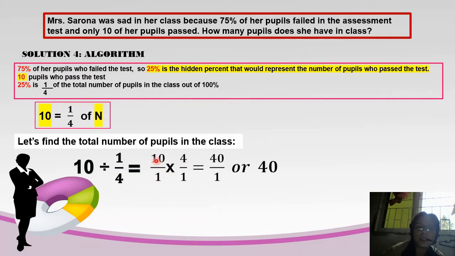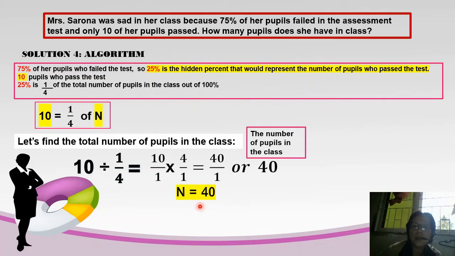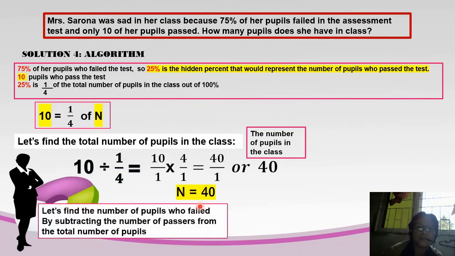Now, start multiplying. 10 times 4 equals 40. 1 times 1 equals 1. So, 40 over 1 or 40. Therefore, the value of n is 40. Now, the number of pupils in the class are 40. Let's find the number of pupils who failed by subtracting the number of passers from the total number of pupils. This is the way we are going to check. So we have here 40 pupils all in all minus 10 pupils who passed the test according to the problem. So 40 minus 10, we have 30.